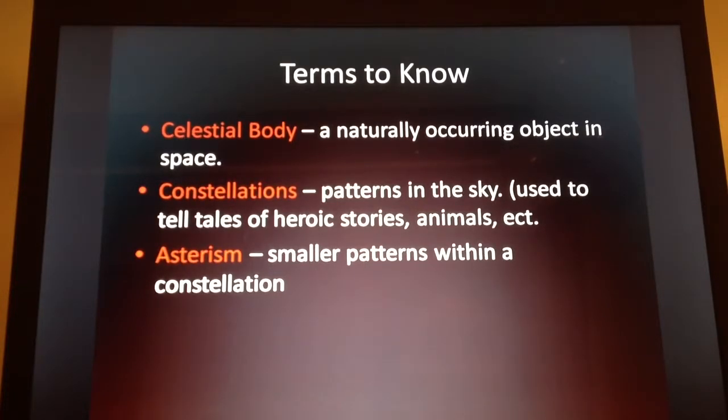Then there are constellations, which many of us know, and it's just patterns in the sky that are made from the stars. And back in the day, they used to tell tales of heroic stories, animals, mythical creatures, all kinds of stuff. Now we have asterisms, which are smaller patterns within a constellation. So you may have one big popular constellation with a smaller asterism inside.